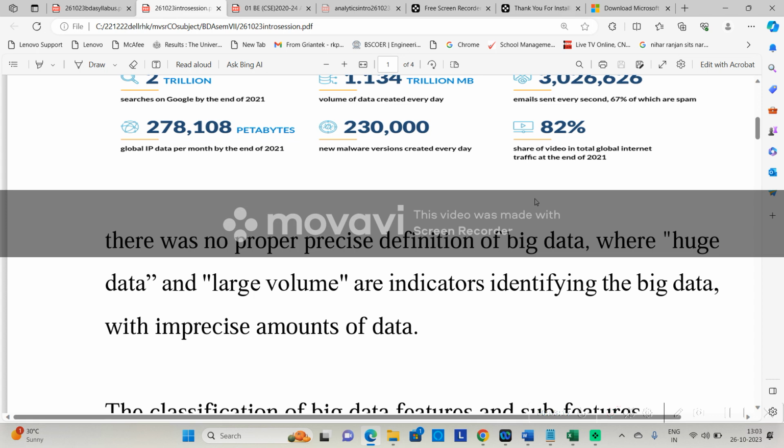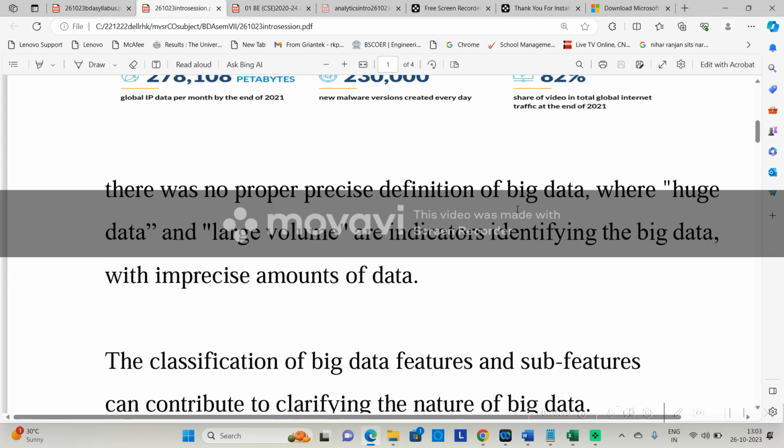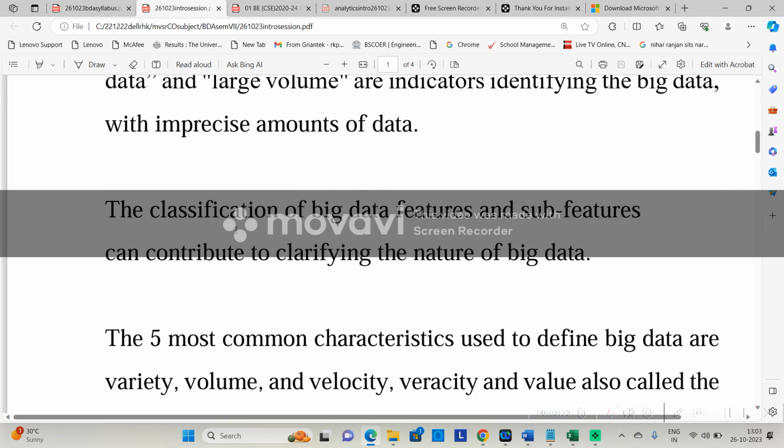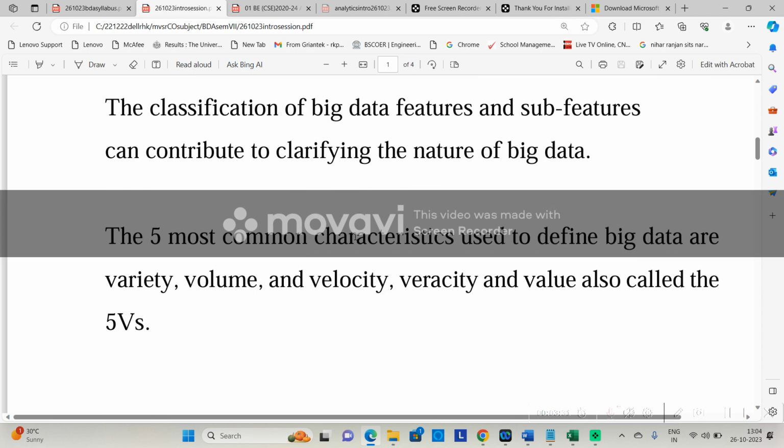Initially, there was no proper definition of big data. Big data meant huge data, a large volume of data. To know better the term big data, we need to understand its features and sub-features. Those can be understood through its 5 most common characteristics denoted by 5 V's. The 5 V's are variety, volume, velocity, veracity and value.